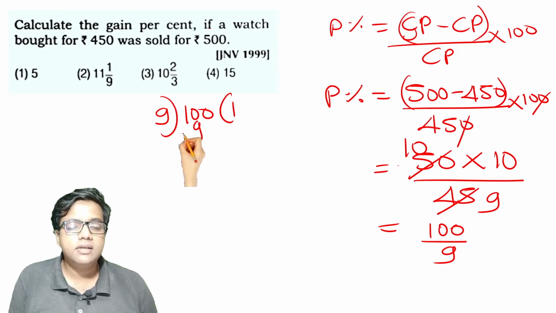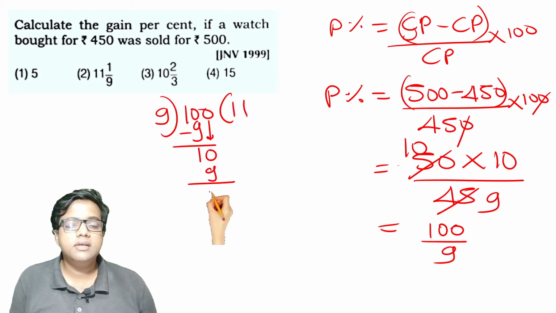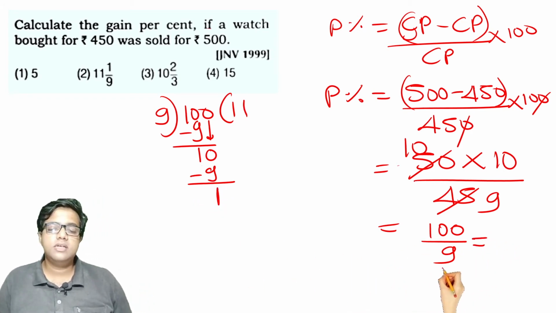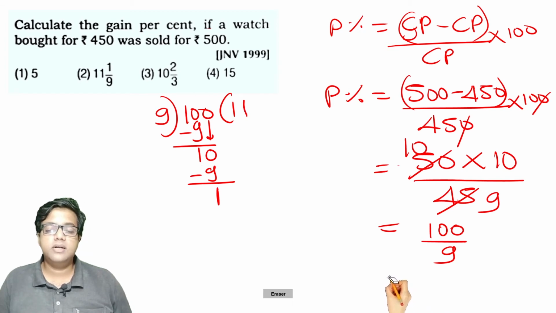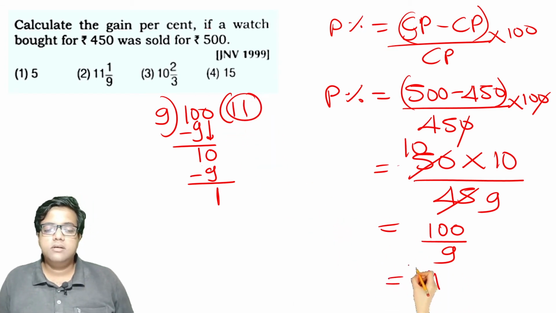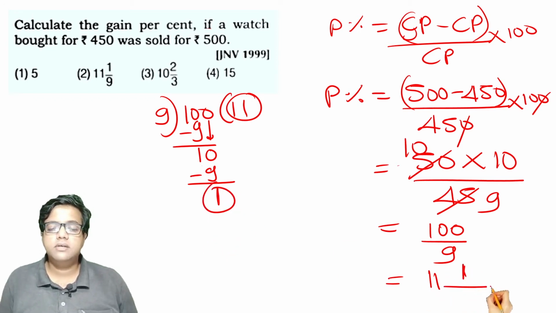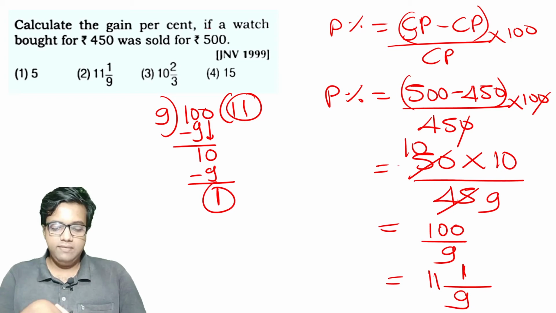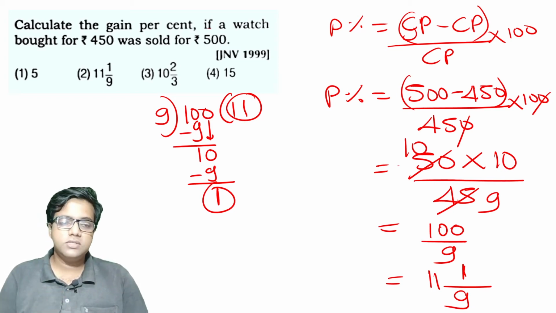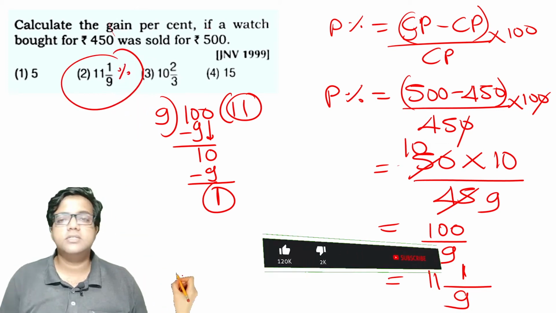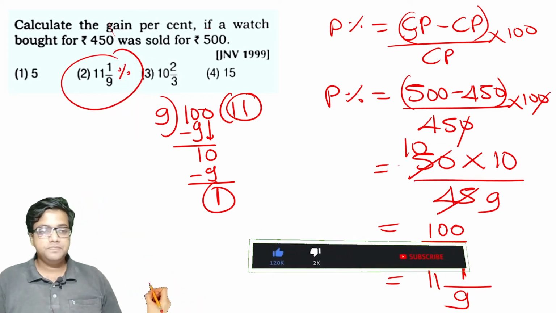9 ones are 9, 10 minus 9 is 1, 0 comes down, 9 ones are 9 again, 10 minus 9 is 1. So therefore 100 by 9 is equal to 11, the whole number, 1 in the numerator and 9 in the denominator. 11 1 by 9 is the right answer for this question. So the gain percent is 11 1 by 9 percent. Option 2 is the right answer.